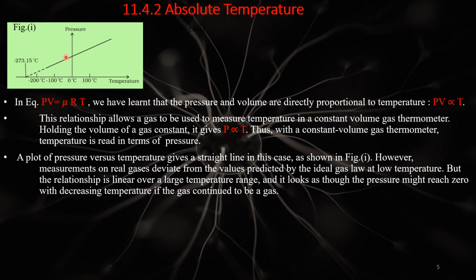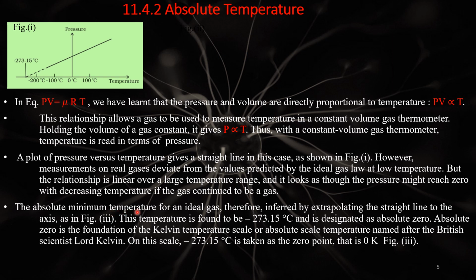However, measurements on real gases deviate from the values predicted by the ideal gas law at low temperature, but the relationship is linear over a large temperature range. That is, say the range is from minus 200 to 100 degrees and above, and it looks as though the pressure might reach zero with decreasing temperature if the gas continued to be a gas. That is, at severely low temperature the state of gas may change.